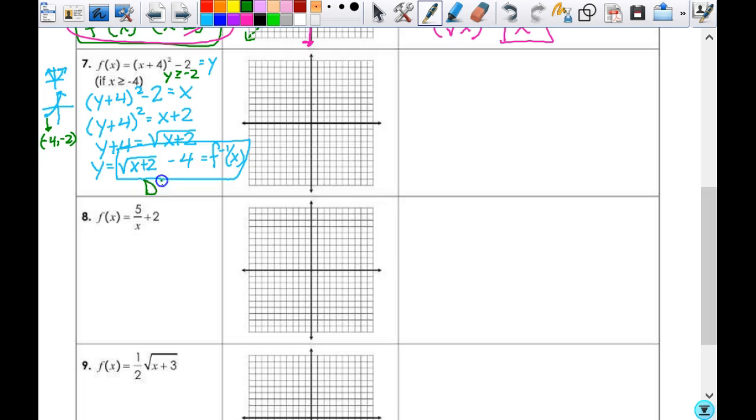So your domain here is not that x has to be greater than or equal to -4. It's that x has to be greater than or equal to what? -2. Which should make sense when you see what's happening here, right? There's your domain. Okay? So you can find it all from the original, and then the domain and range switch places because they are your x's and y's. Everybody okay with that? All right, so now we graph.